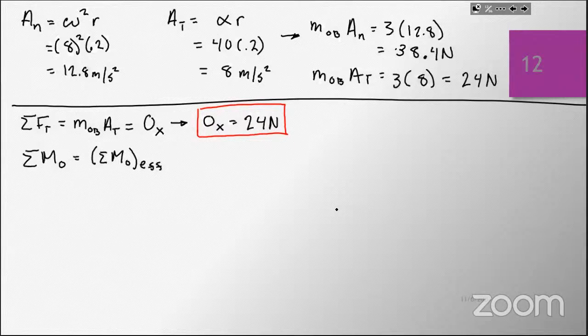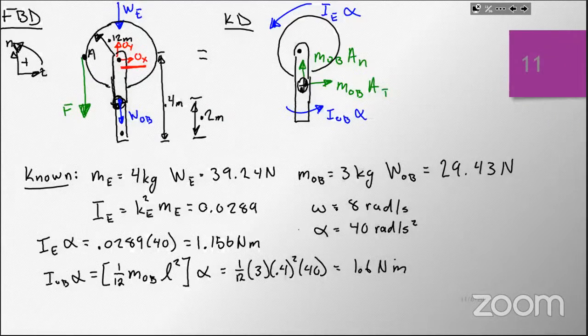The sum of my moments at O is equal to the sum of my effective moments at O. What are my effective moments? All right, so let's go back to the diagram. The sum of the moments is going to be from the left-hand side, right? And that's equal to I alpha, I thought, right? Well, yes, but I alpha, that's only if we're at the center of gravity of the entire thing. We need to track the sum of my effective moments. So if I'm at O, what is the sum of my effective moments?